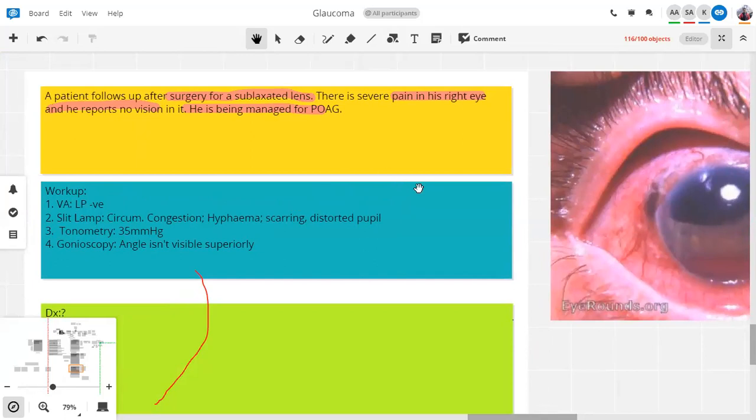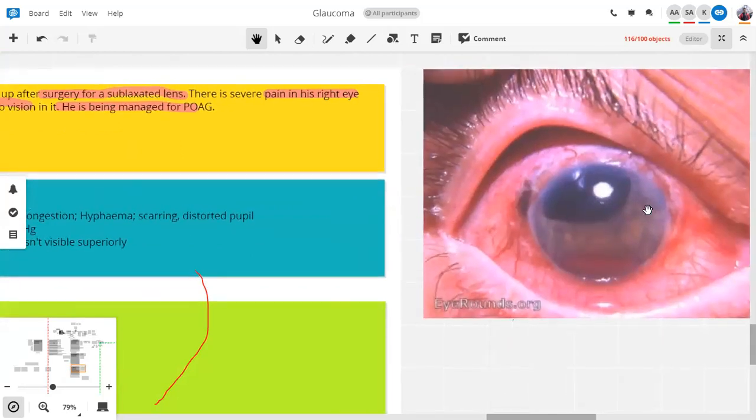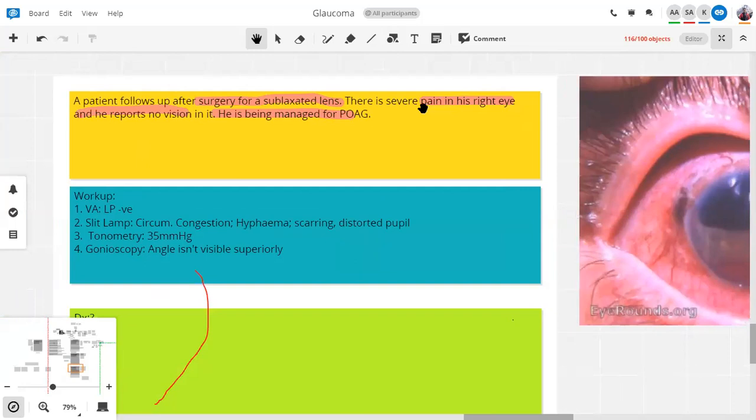And at the same time, where this raised IOP has caused damage, that raised IOP is also causing immense pressure on the cornea. That is why this person has pain in his right eye. That is the reason for pain. Photophobia, as we call it, does not necessarily mean that a person needs to see. A blind person can also have photophobia.